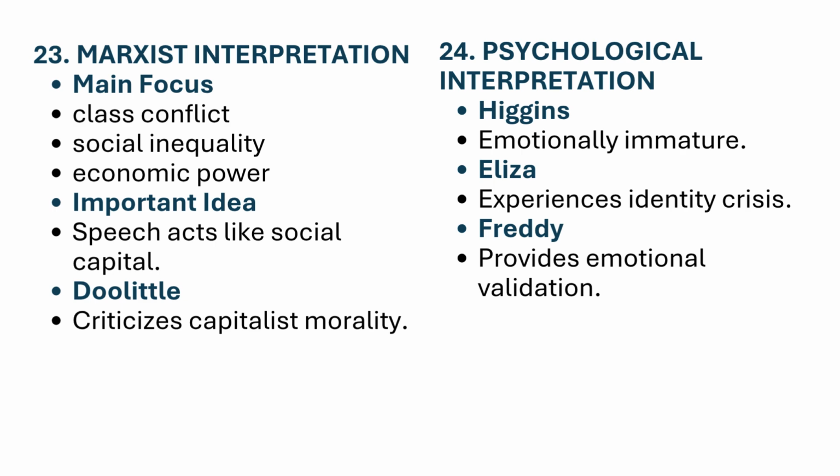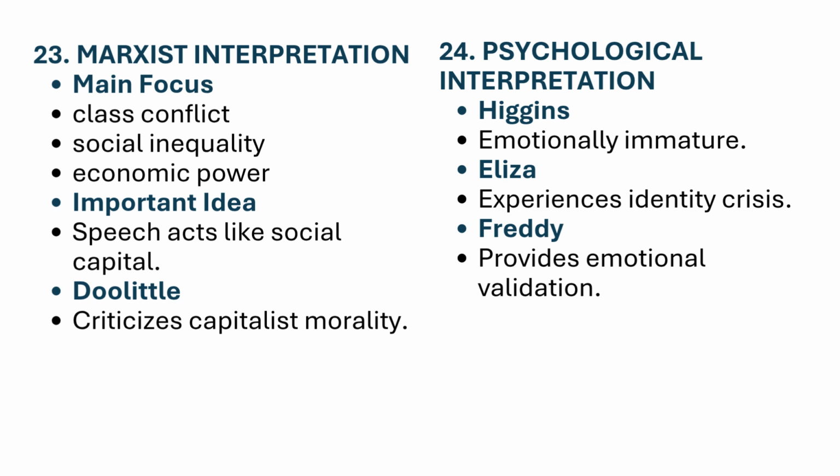Another important figure in the psychological interpretation is Freddie Ainsford Hill. Unlike Higgins, Freddie provides emotional validation. He listens to Eliza. He admires her. He values her feelings. Freddie may not possess Higgins' intellectual brilliance, but he offers something equally important, emotional support. This explains why Eliza responds positively to him. At a time when she feels ignored and misunderstood, Freddie provides understanding and affection. Psychologically, he fulfills emotional needs that Higgins cannot satisfy.